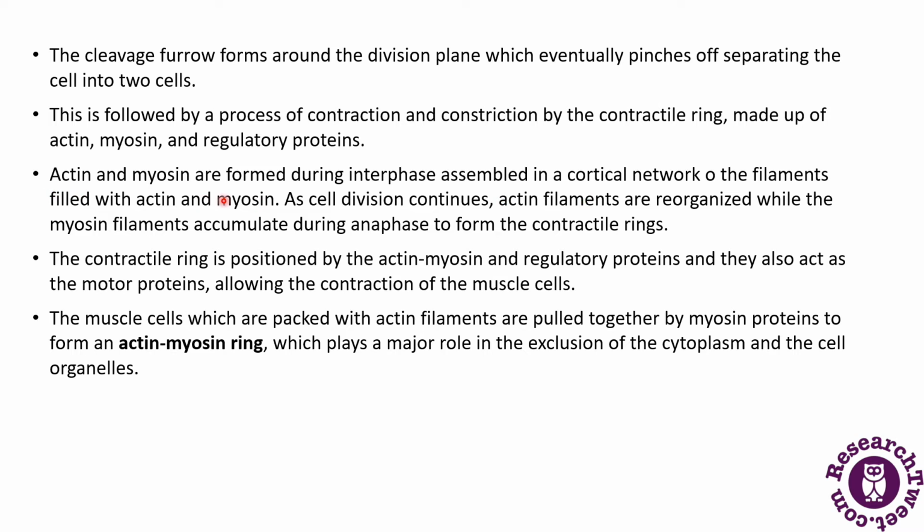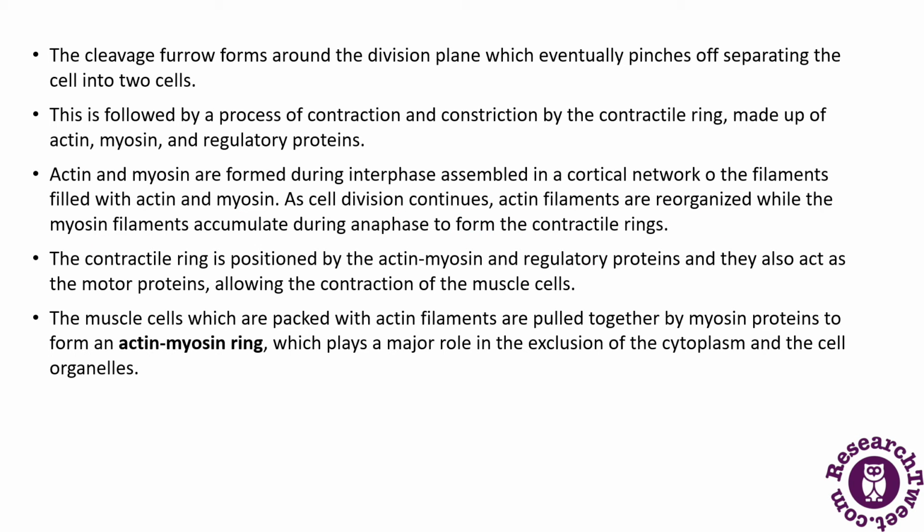So what are the functions here? Actin and myosin are formed during interphase. Interphase is the first stage of the mitotic phase, which is assembled in the cortical network of filaments filled with actin and myosin. As the cell division continues, the actin filaments are reorganized while the myosin accumulates during anaphase to form the contractile ring.